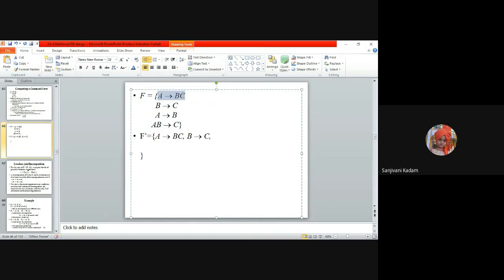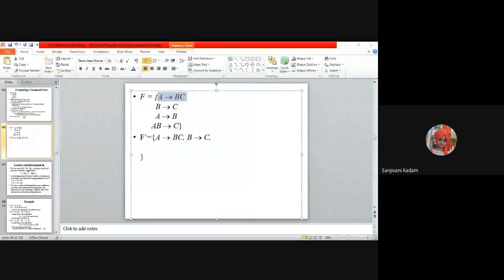And if we check this functional dependency, which attribute is extraneous here? Any idea? In the first functional dependency, which attribute is extraneous? Whatever I have selected, B or C? Okay, one answer: B is extraneous. C, ma'am, C, not B. Okay, C is extraneous. Yes.